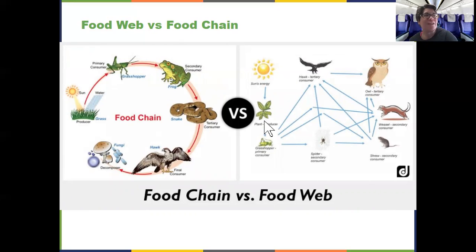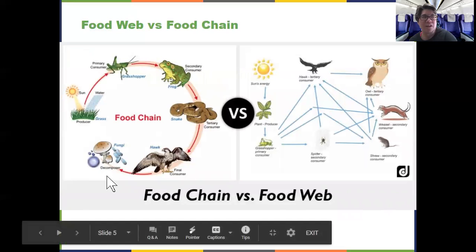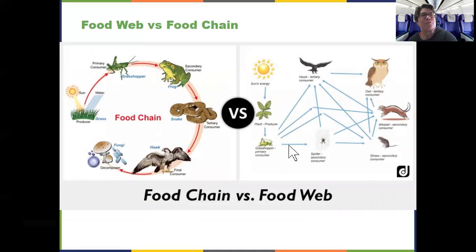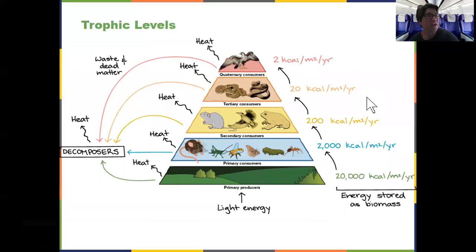A food chain is really simple and one-dimensional, so it's just starting with the primary producer to the primary consumer, secondary consumer, tertiary, quaternary, etc., and then decomposers. A food web is a lot more complex. You see a lot more of these connections between organisms in a food web. And then we also learned about trophic levels.